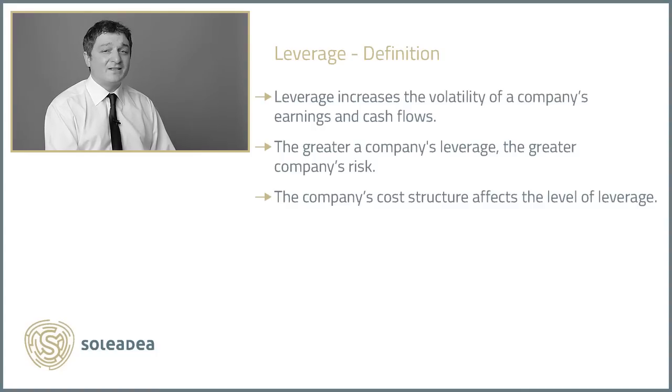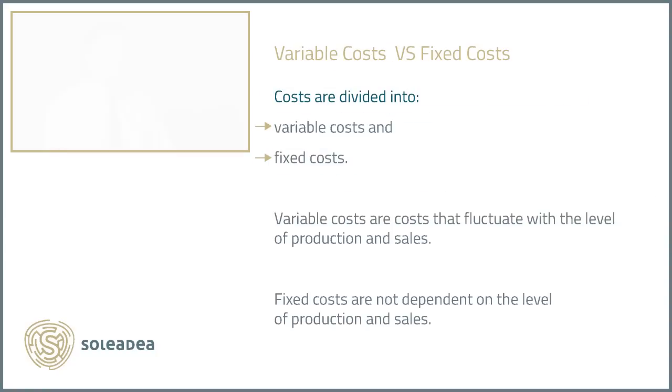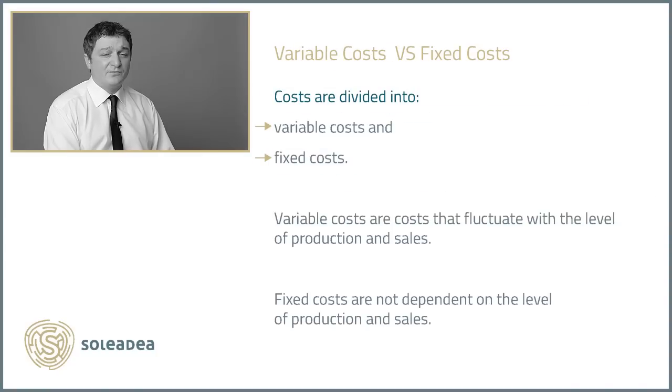Leverage increases the volatility of a company's earnings and cash flows. The greater a company's leverage, the greater its risk and the discount rate used for the company's valuation. The company's cost structure affects the level of leverage. Basically, costs are divided into variable costs and fixed costs. Variable costs are costs that fluctuate with the level of production and sales. These could, for example, be costs of materials or shipping charges. Fixed costs are not dependent on the level of production and sales, which means that they must be covered irrespective of the number of units sold.